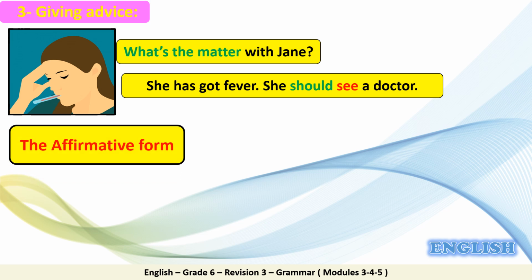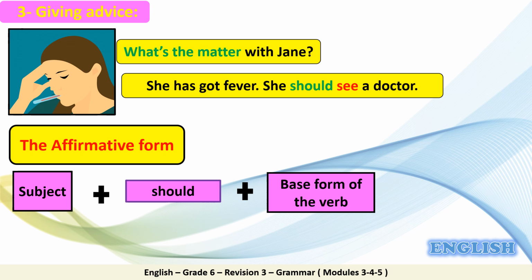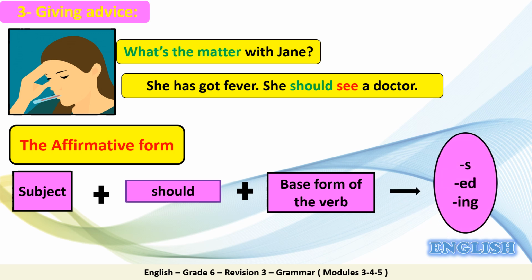This is the affirmative form of the advice. So first of all, we have she, which is the subject, then should, the modal. After that comes the base form of the verb, and of course, without any suffix, no s, no ed, or ing. So we shouldn't put any suffix on the verb.